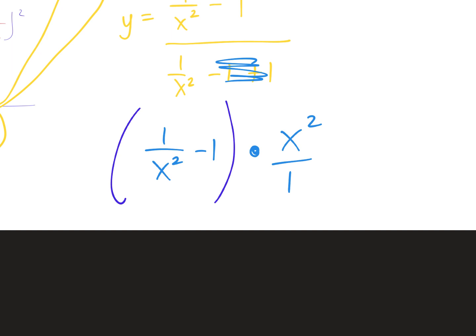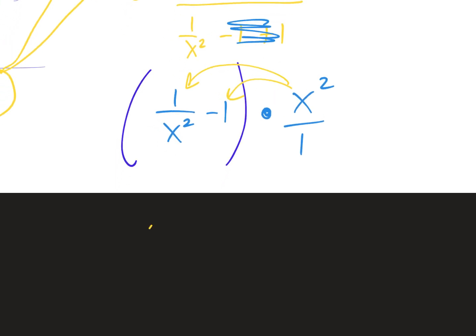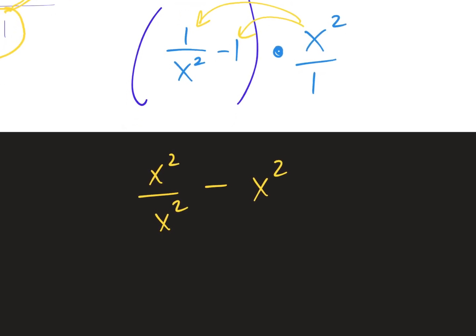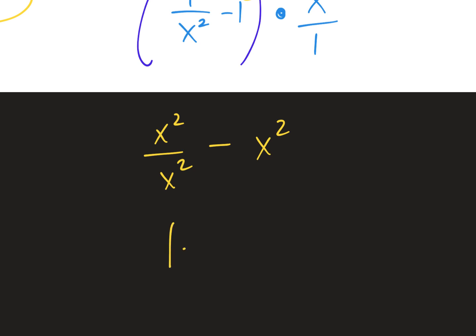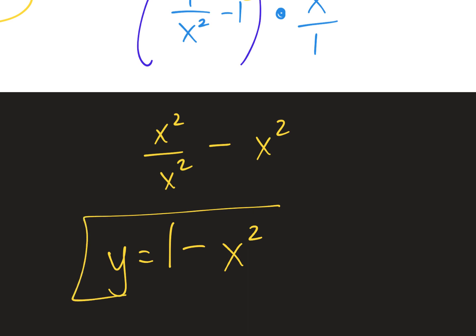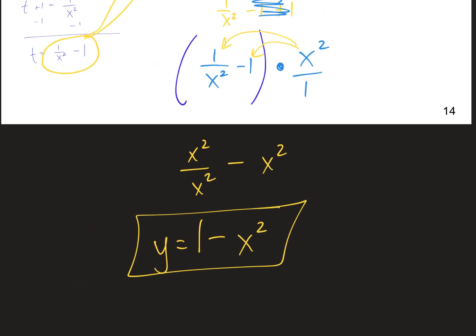So what could I do? What's happening with that x squared on the outside? Can I distribute it? Yes? Okay, so when I distribute this, this becomes x squared over x squared minus x squared. Everybody agree with me? Now you guys are like, wow, there's so many x squareds. Think algebraically. What is x squared divided by x squared? 1. This is 1 minus x squared. So y equals 1 minus x squared. Yes, Jean, that is what you said.